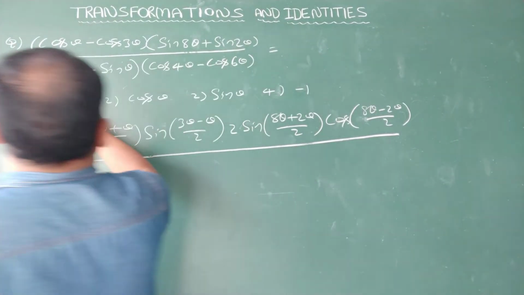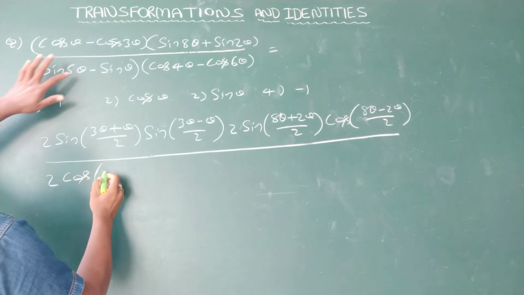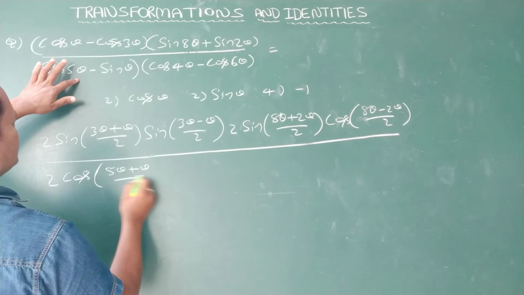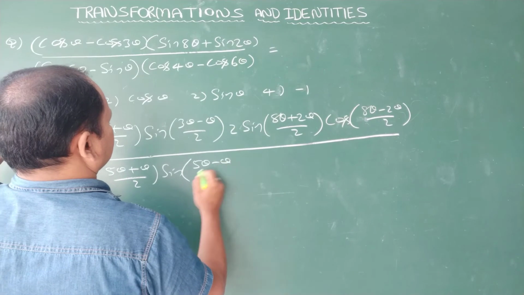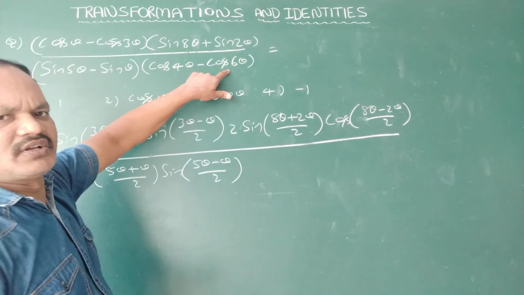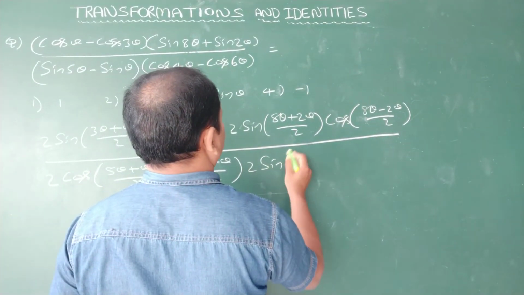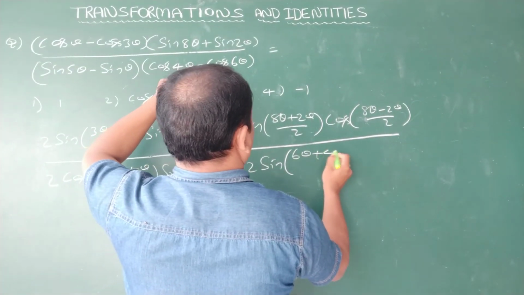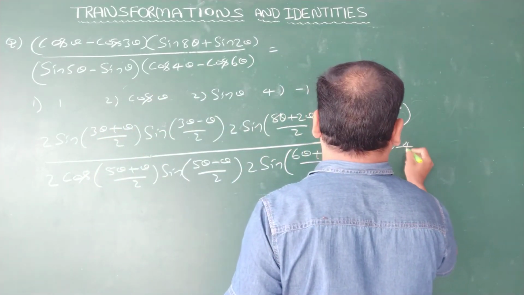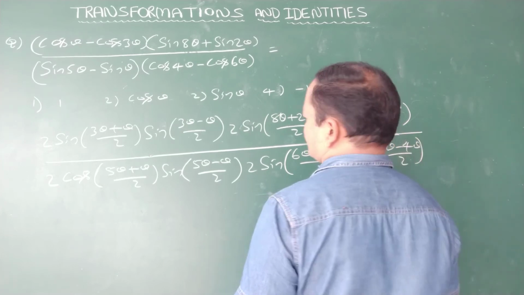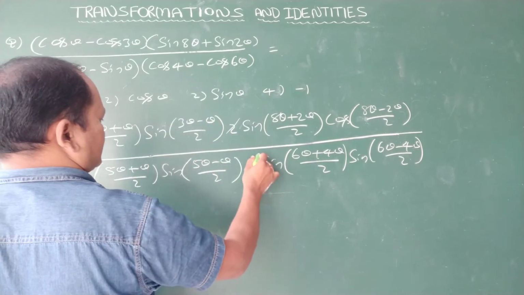Here it is the same, the sine C minus sine D formula: 2 cos (C plus D) by 2, that is 5 theta plus theta by 2, sine (5 theta minus theta) by 2. Here it is cos C minus cos D again: 2 sine (D plus C) by 2, that is 6 theta plus 4 theta by 2, sine (6 theta minus 4 theta) by 2. Right? Now here the 2 gets cancelled. Here also 2 gets cancelled.